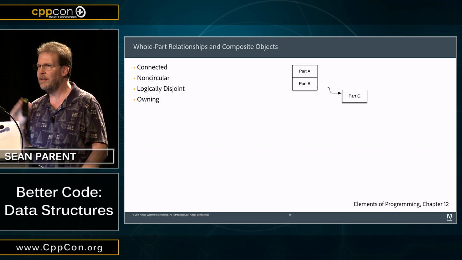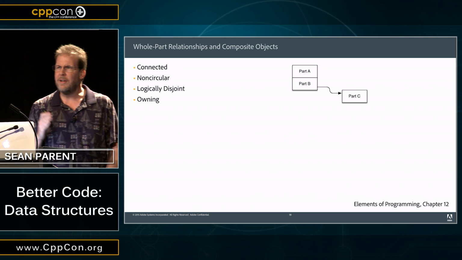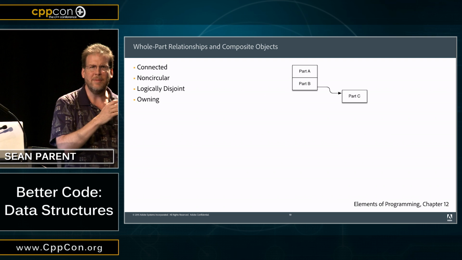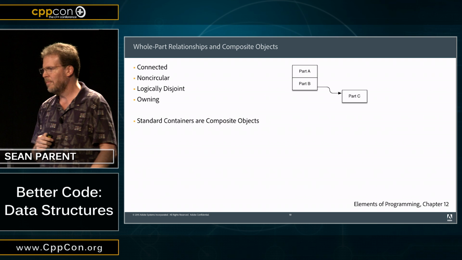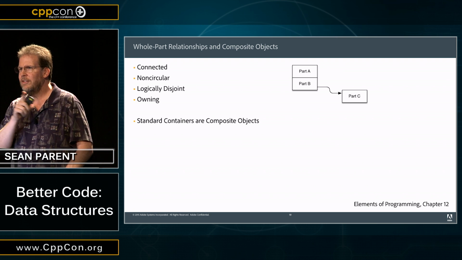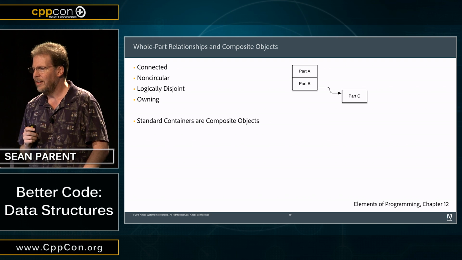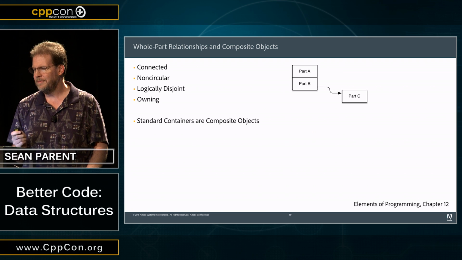If you've ever heard the term regular types, these are the properties that allow a composite object to behave like a regular type. Okay. All the standard containers, vectors, lists, things like that, are composite objects.